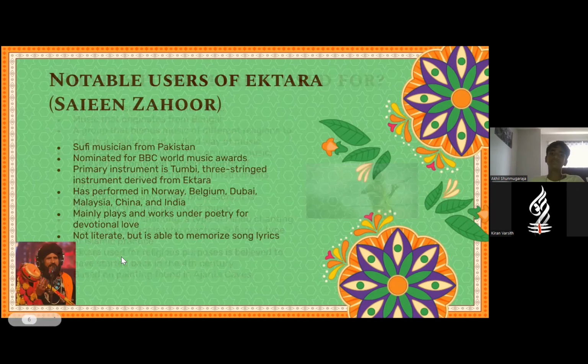So some famous people who use the Ektara, one of them is Sain Zahur. Sain Zahur is a Sufi musician from Pakistan, and he's been nominated for many BBC World Music Awards. His primary instrument is the tumbi, which is basically an Ektara, and it's another name for it. However, the difference is this one's a three-string instrument, which is derived from it.